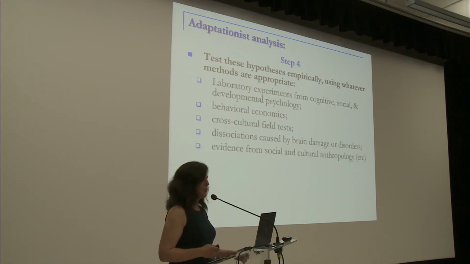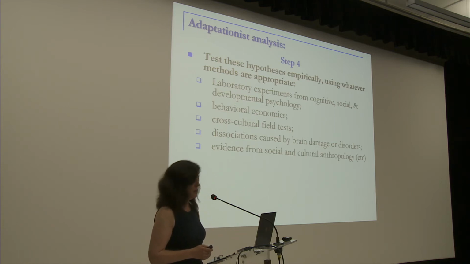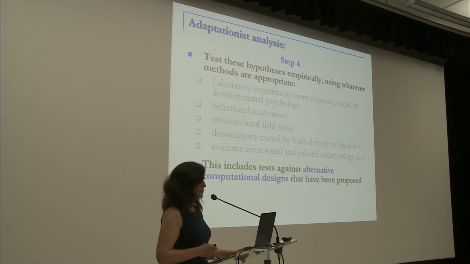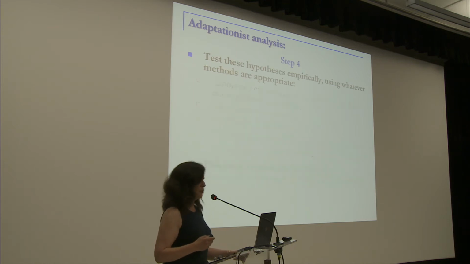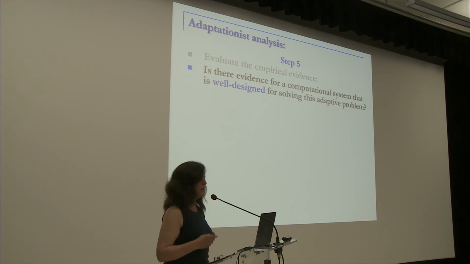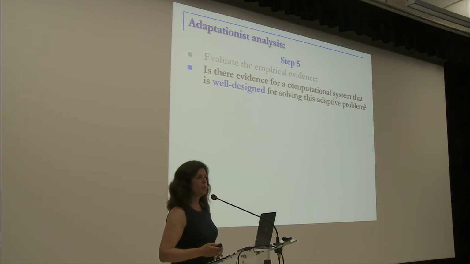It might be laboratory methods from all the branches of psychology or from behavioral economics. It might be cross-cultural field tests. There might be dissociations that are caused by brain damage or developmental disorders, evidence from social and cultural anthropology. And that includes testing against alternative computational designs that have been proposed. And step 5 is simply evaluating the empirical evidence, because the question you want to know is, is there evidence for a computational system that's well designed for solving this adaptive problem?